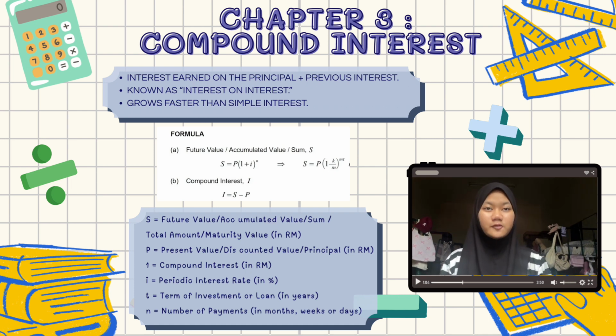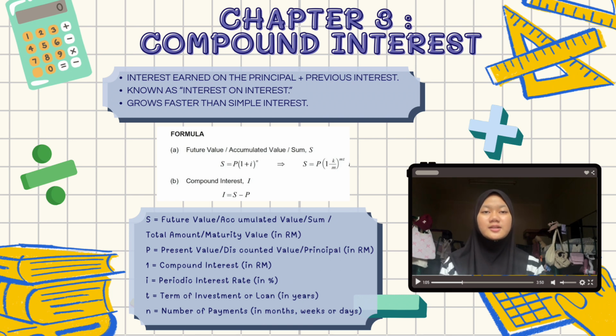Compound interest has two formulas. The first formula is future value, also known as accumulated value. The formula is S equals P open bracket 1 plus i close bracket power of n. Or if you want an easier way, you can use S equals P open bracket 1 plus k over m close bracket power of mt. The second formula is the compound interest formula, and it is I equals S minus P.